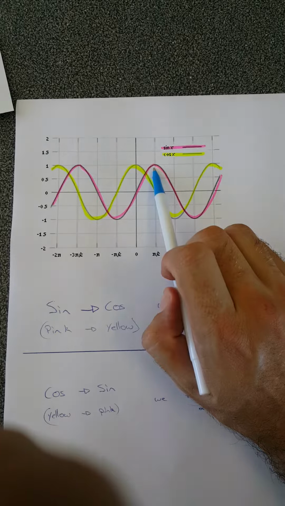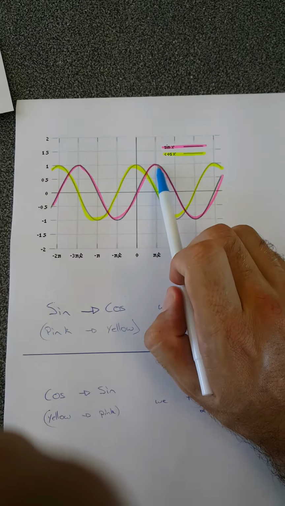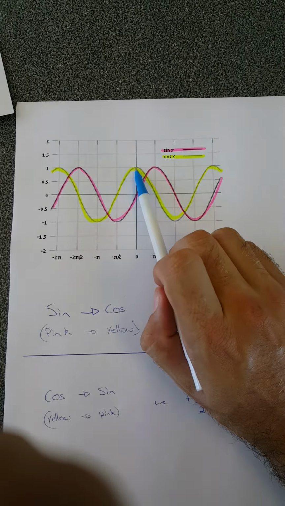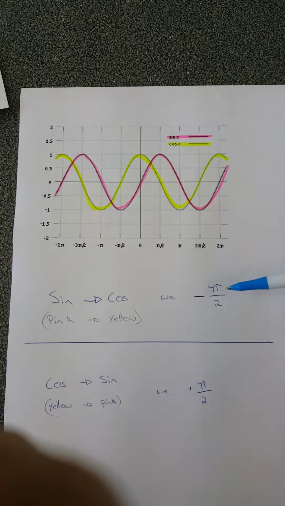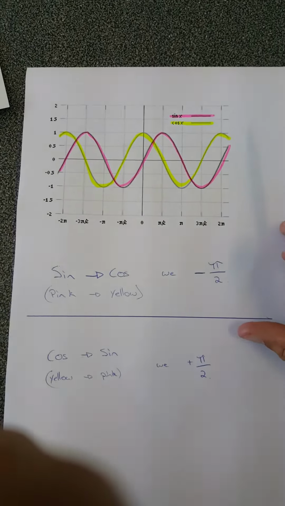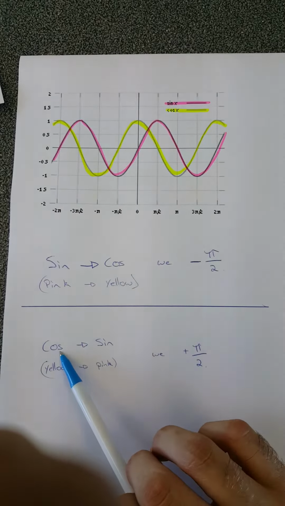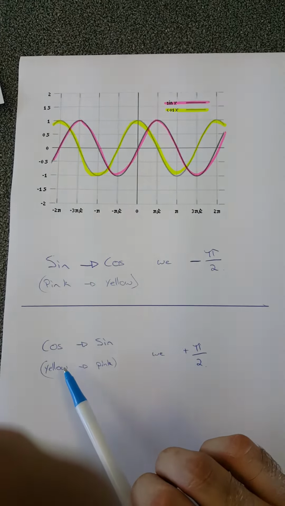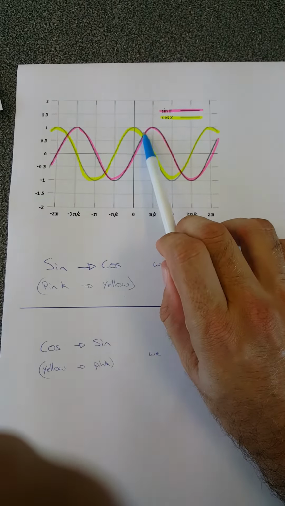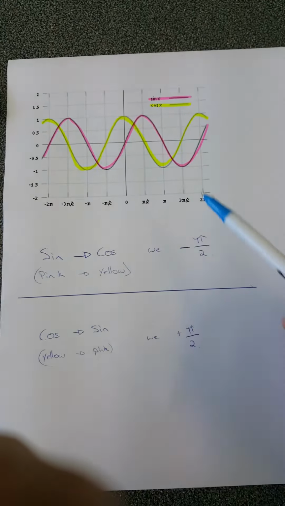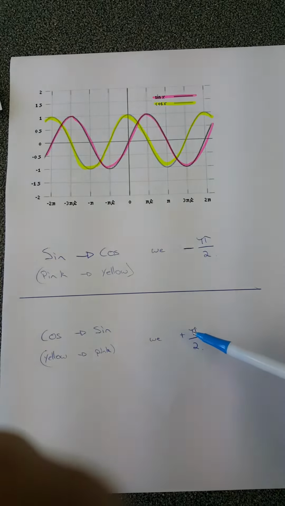So we need to take the pink sine function and move the whole thing back half a pi. So when we're looking at those functions, we minus half a pi. Same goes if we consider going from a cos to a sine function, and on our graph, yellow to pink, we would need to push it forward half a pi. So in that case, we need to add half a pi.